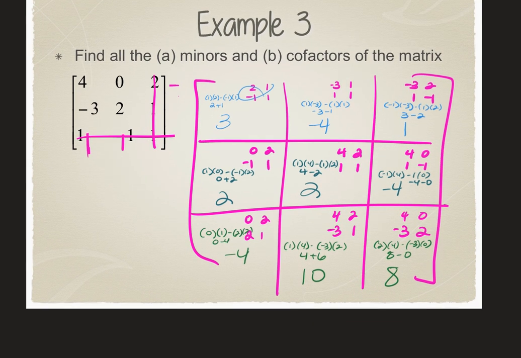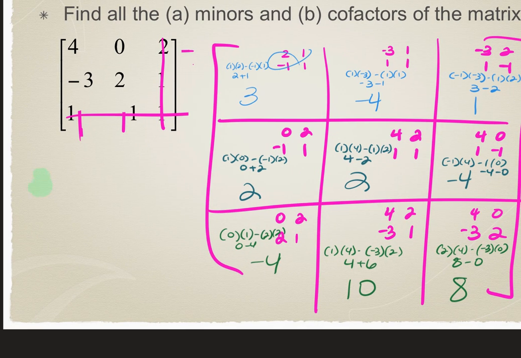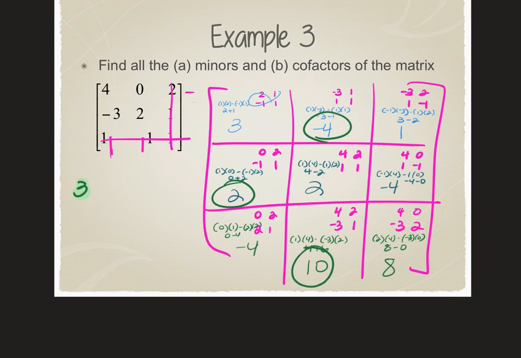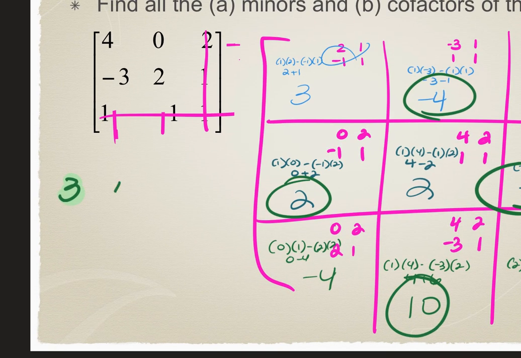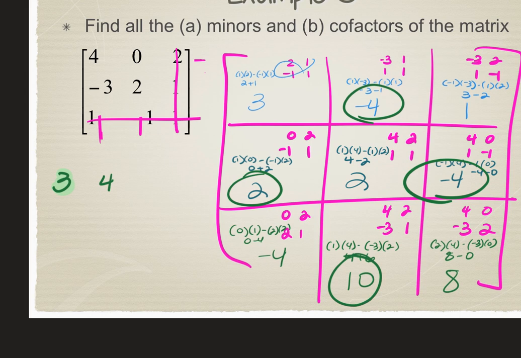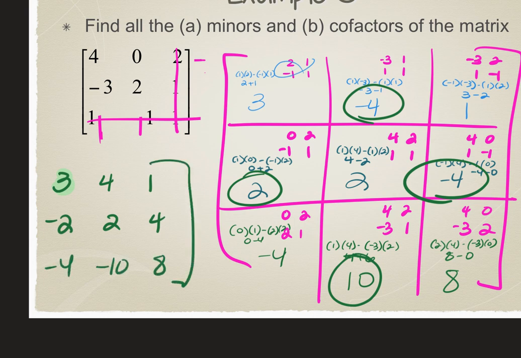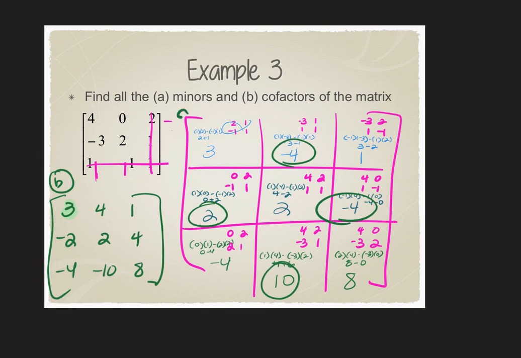Now, which of these change direction if you look back? So it stays as 3. 3, the negative. So this one, this one, this one, and this one are the ones that are changing. So it becomes 4. Then 1 stays as 1. 2 becomes negative 2. 2 stays. Negative 4 becomes positive 4. Negative 4, negative 10, and 8. And those are your cofactors. Minors and cofactors.